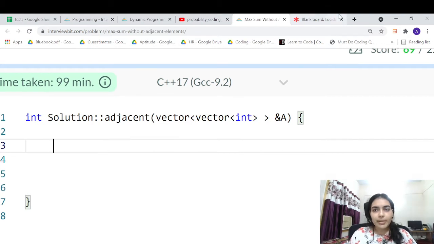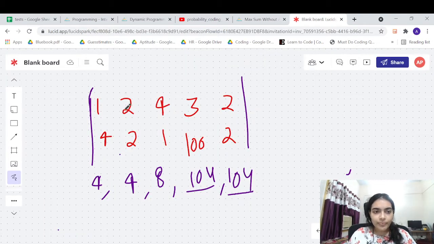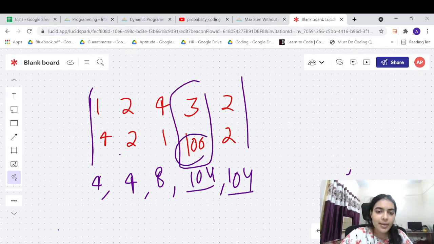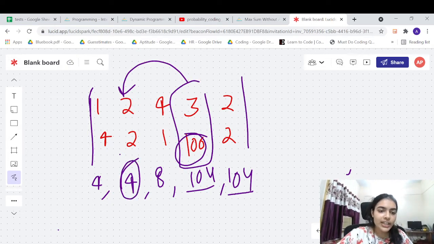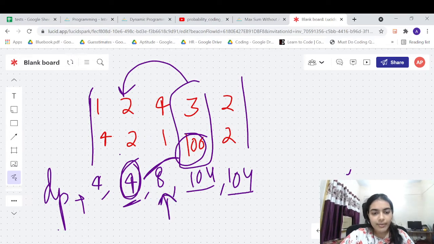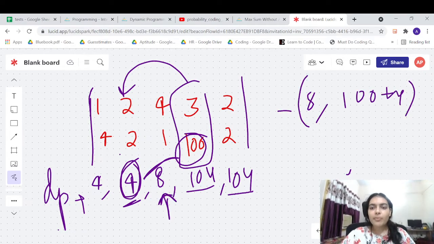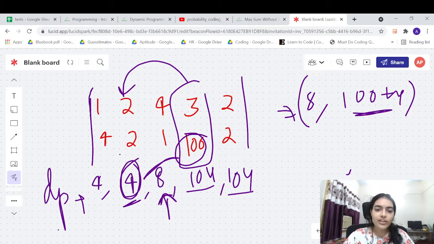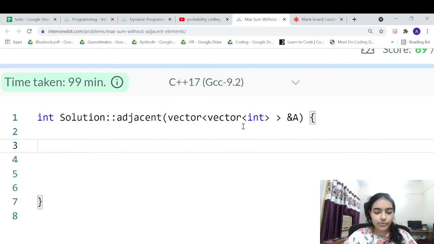So the approach is simple. Basically, take the maximum from these two values, and then, for example, in this case take the maximum from these two values, and then from the dp vector find this number and add these two. Otherwise, take this value. So you have two options, right? 8, or 100 plus 4. Whichever is maximum among these, take that answer and store it here. That is the approach that we are going to take. So that's it. Now let's go forward to coding it.